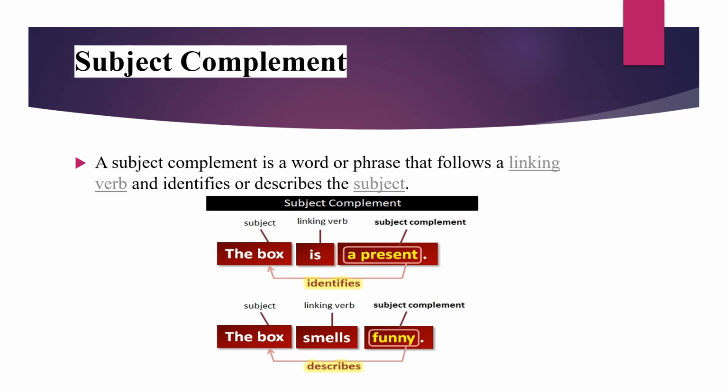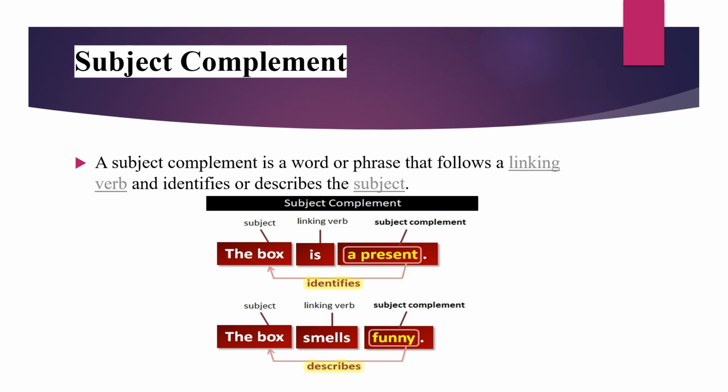So for subject complement, as we know, a subject complement is a word, or it can be a phrase, that follows a linking verb and identifies or describes the subject. There are three important points to keep in mind: a subject complement can be a single word or a phrase, it follows a linking verb, and it identifies or describes the subject in a sentence.